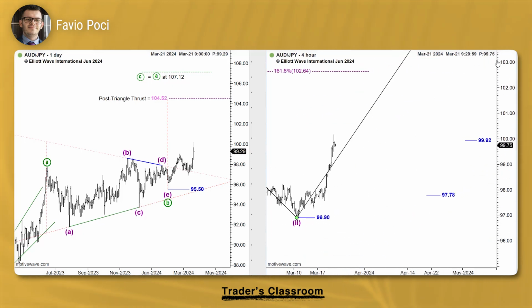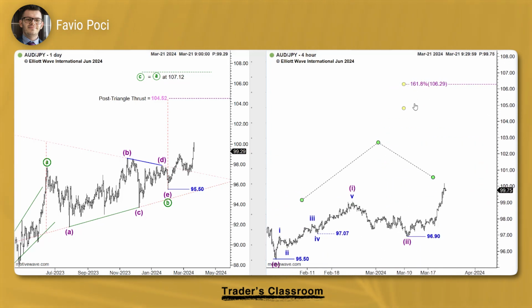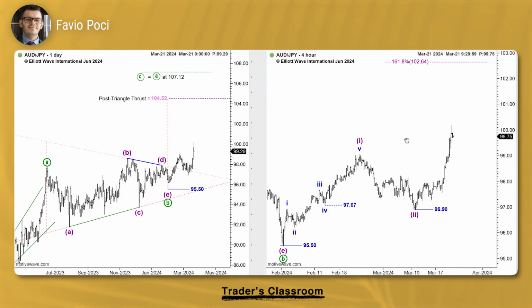Let me find the purple wave 3 here. Well, it's a bit too far, but anyways, that's going to be at 102.64.